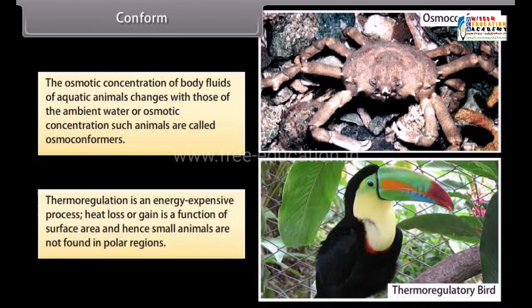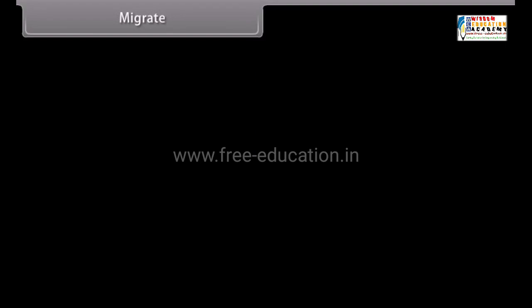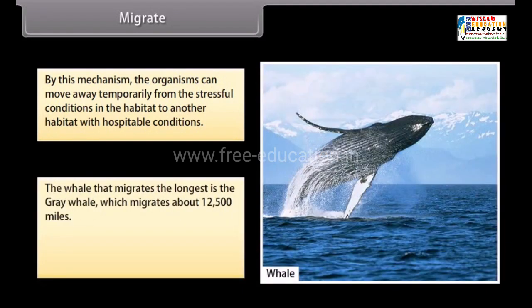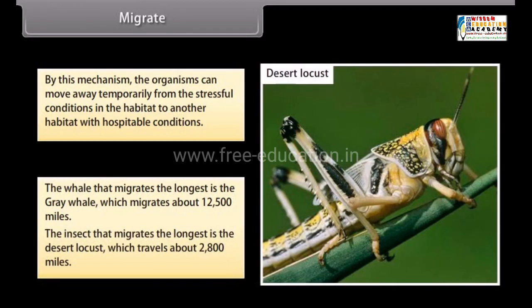Thermoregulation is an energy-expensive process. Heat loss or gain is a function of surface area, and hence small animals are not found in polar regions. Migrate. By this mechanism, the organisms can move away temporarily from the stressful conditions in the habitat to another habitat with hospitable conditions. The whale that migrates the longest is the grey whale, which migrates about 12,500 miles. The insect that migrates the longest is the desert locust, which travels about 2,800 miles.